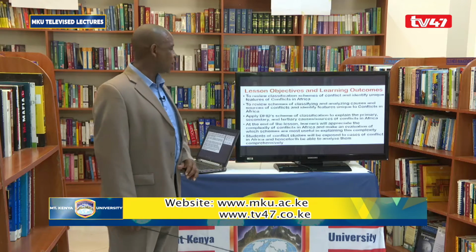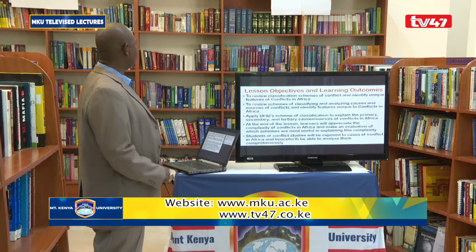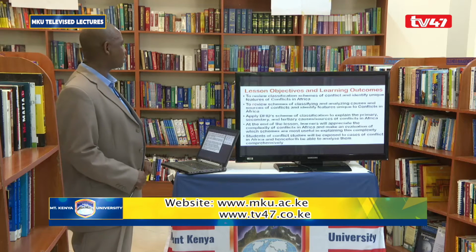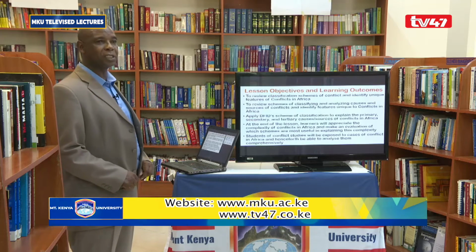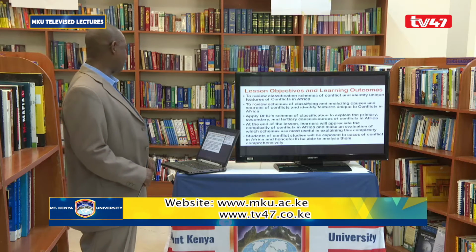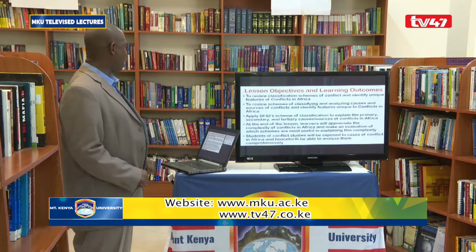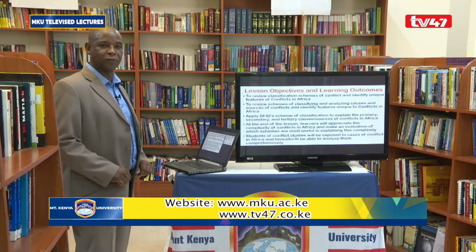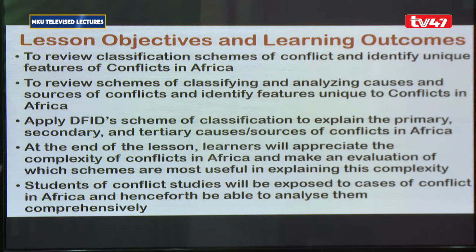Today's lesson has a number of objectives, the first one being to review classification schemes of conflict and identify unique features of conflicts in Africa. Then we'll review schemes of classifying and analyzing causes and sources of conflicts and identify those features that are unique to conflicts in Africa. We will apply the Department for International Development scheme of classification in explaining secondary, tertiary, and primary conflicts in Africa.